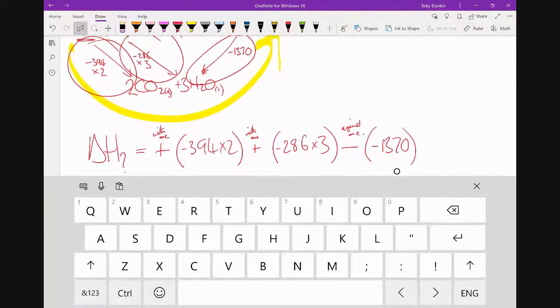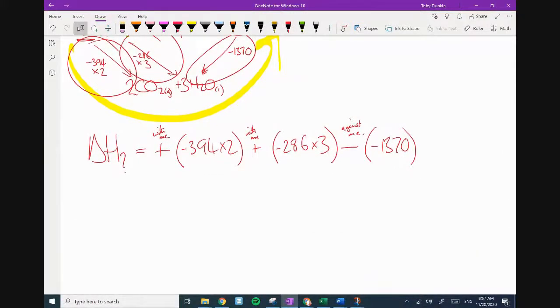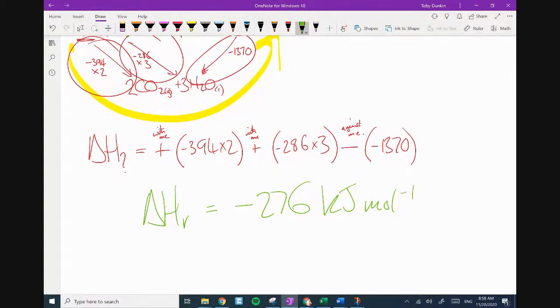Right, I can now spit that directly into my calculator, exactly as I've written it, by the way. I'm going to be really slow on this. Plus brackets minus 394 times 2, close brackets, plus brackets minus 286 times 3, close brackets, minus brackets, minus 1370. I've typed that in exactly as I have written it down, and I get an answer of delta H R as minus 276 kilojoules per mole. Winner.